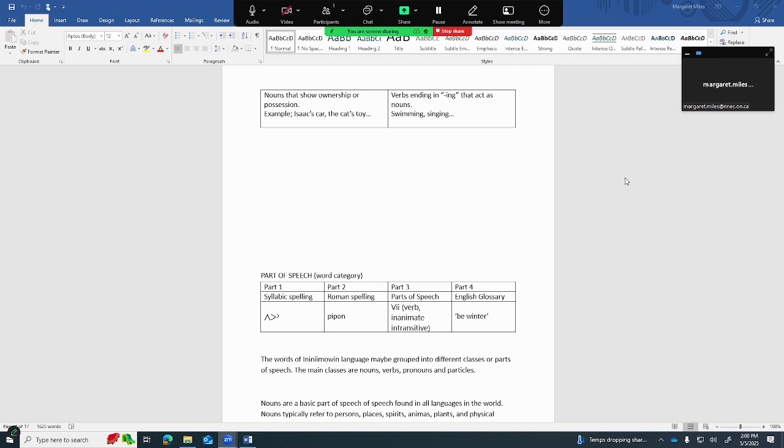The words of the language may be grouped into different classes or parts of speech. The main classes are nouns, verbs, pronouns, and particles. Nouns are a basic part of speech found in all languages in the world. Nouns typically refer to persons, places, spirits, animals, plants, and physical objects in the world.